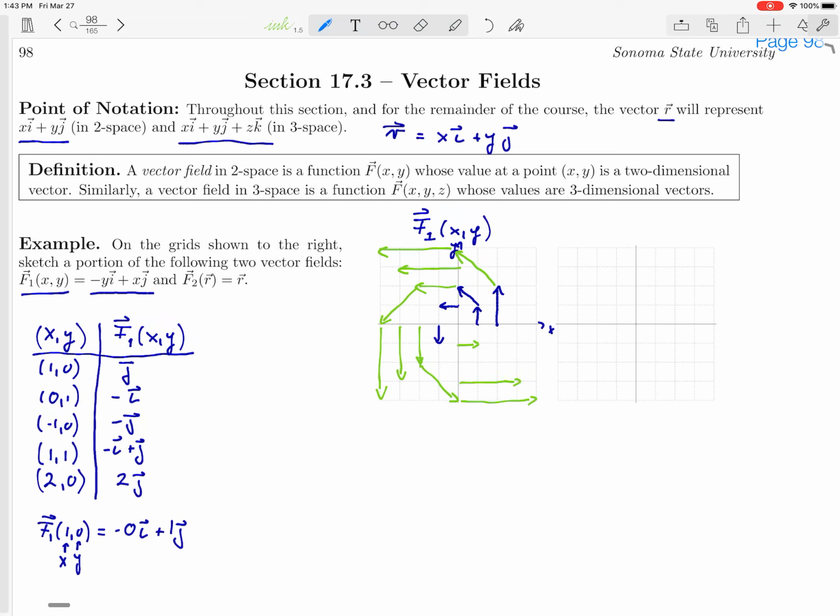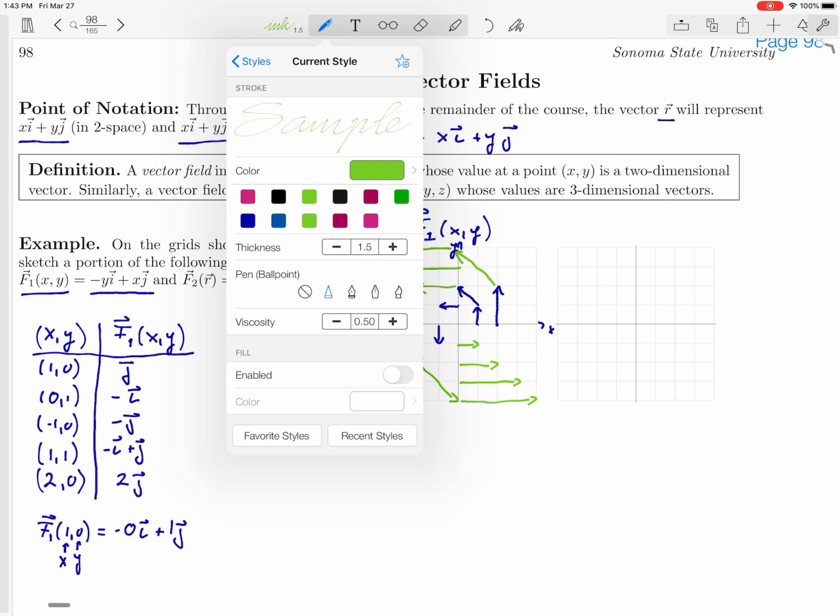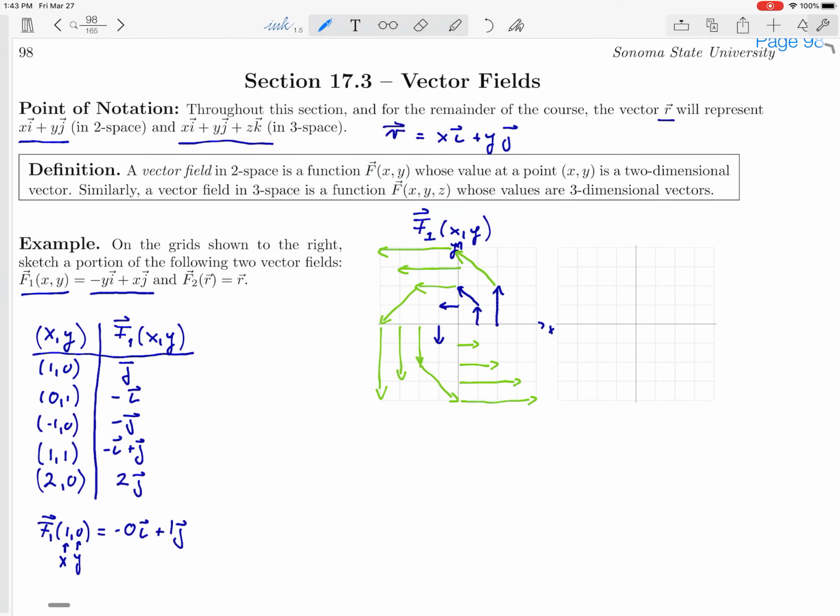Something like this. And yeah, we could compute all these vectors. I'm not going to draw the entire vector field in, but you can see how you have this swirling motion going on for vector field number 1. Let's look at vector field number 2.